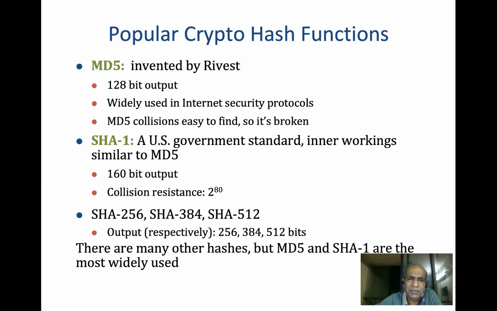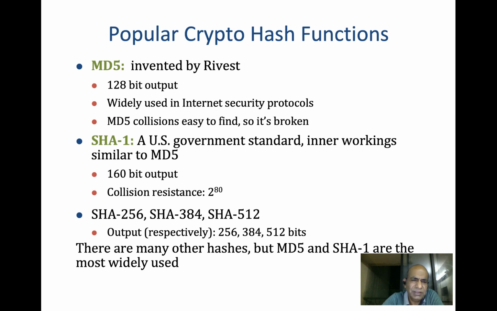What are the different popular hash functions? The popular hash functions are MD5, SHA-1, SHA-256, SHA-384, SHA-512, and many others. MD5 was the most popular. It was invented by Rivest. The output of MD5 is 128-bit. It's used heavily on the internet. However, it's not very secure because MD5 collisions are easy to find. So we can say it's broken.